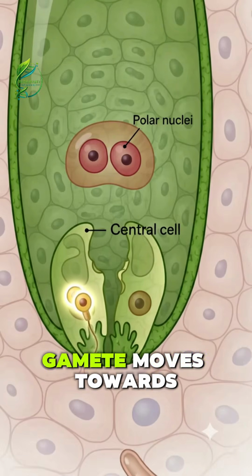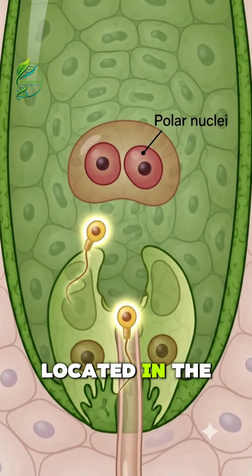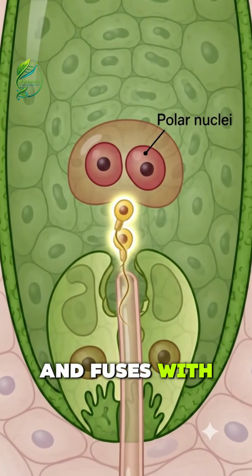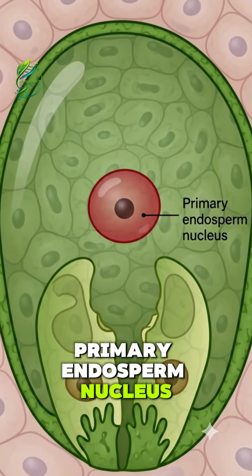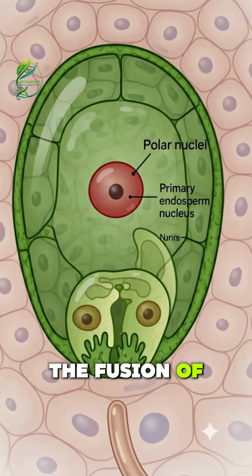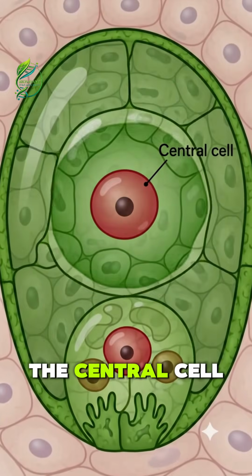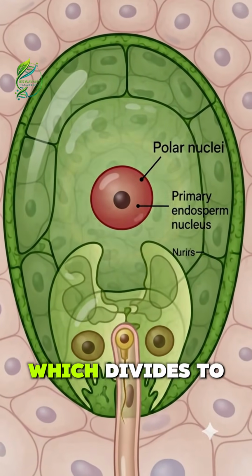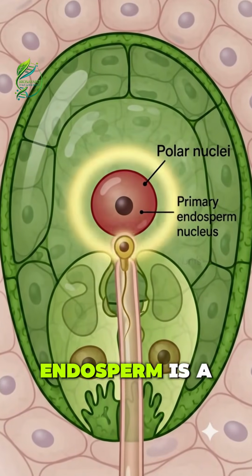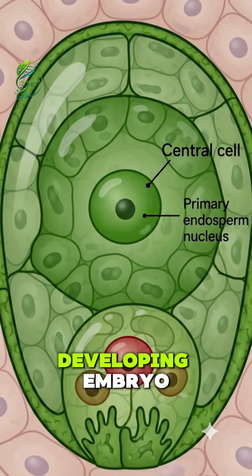The other male gamete moves towards the two polar nuclei located in the central cell and fuses with them to produce a triploid primary endosperm nucleus. As this involves the fusion of three haploid nuclei, it is termed triple fusion. The central cell transforms into the primary endosperm cell, which divides to form the endosperm. Endosperm is a nutrient-rich tissue that nourishes the developing embryo.